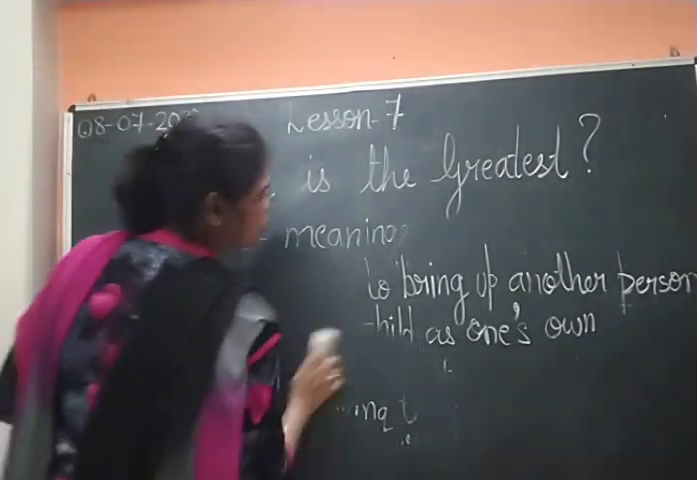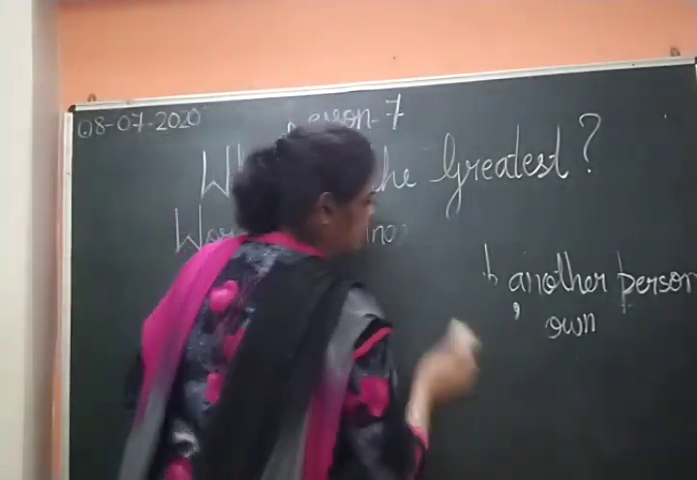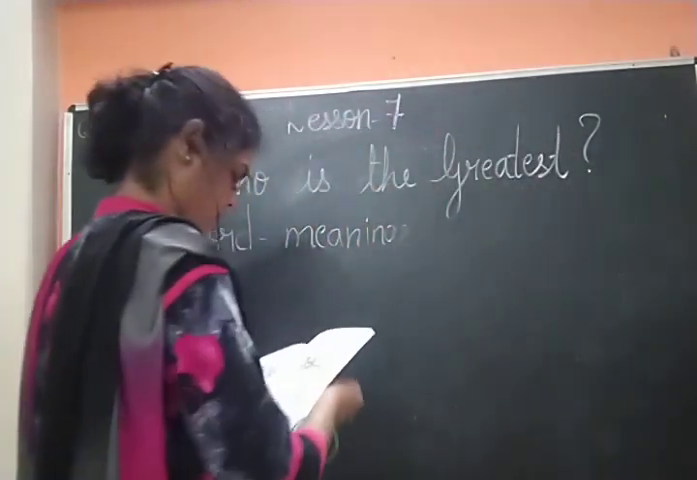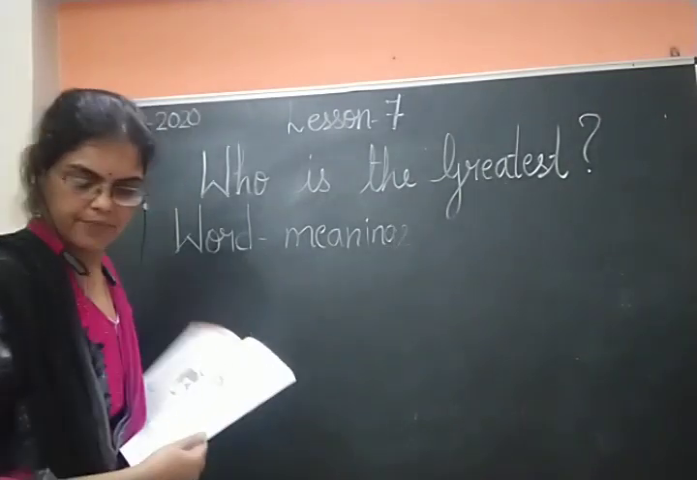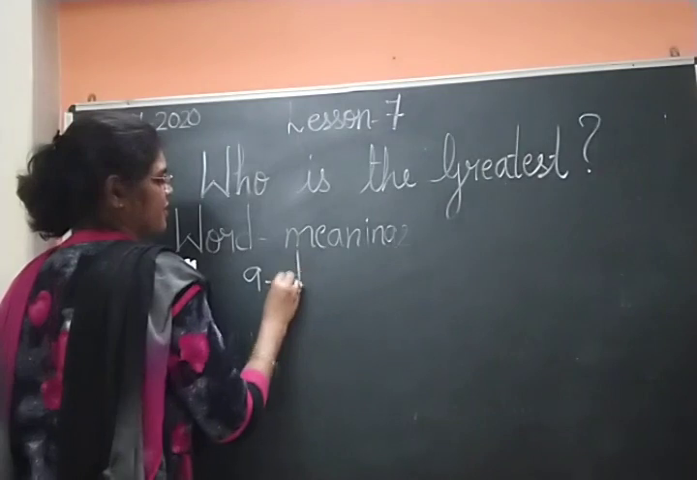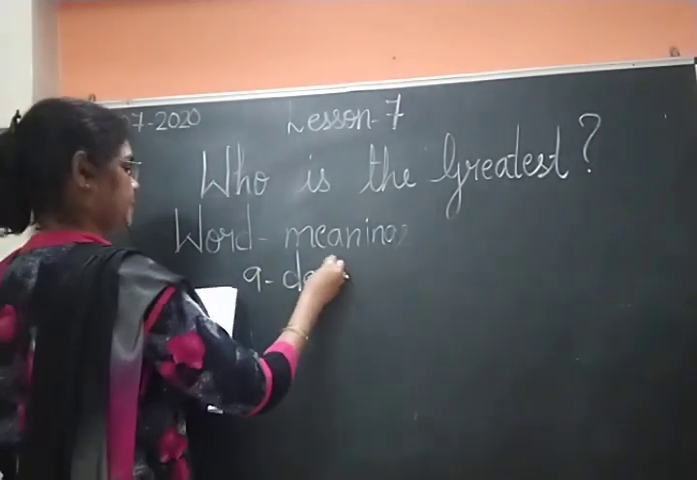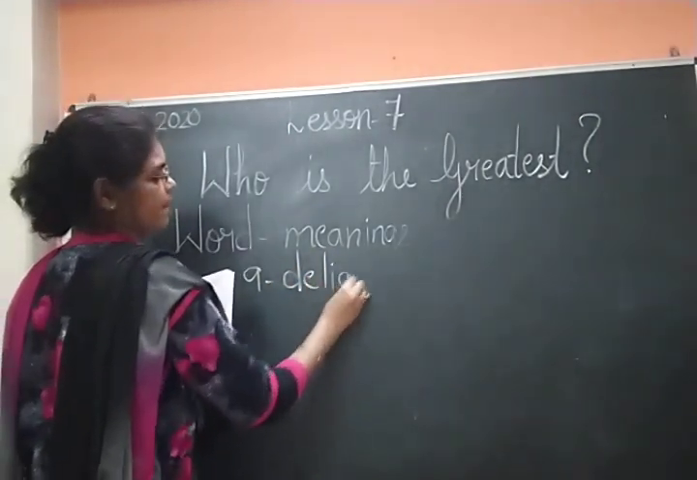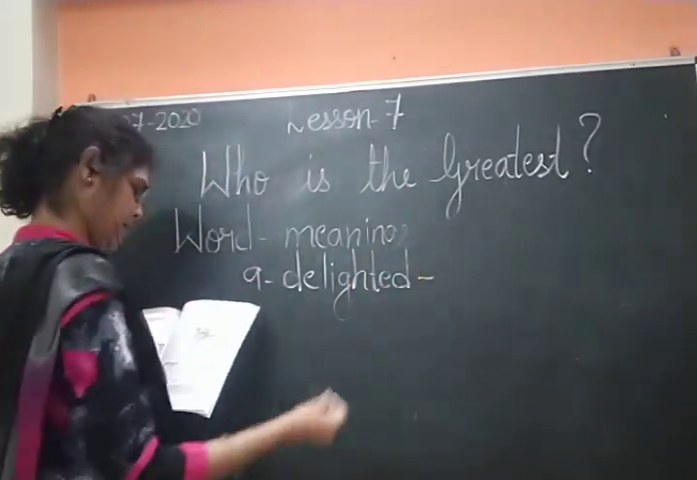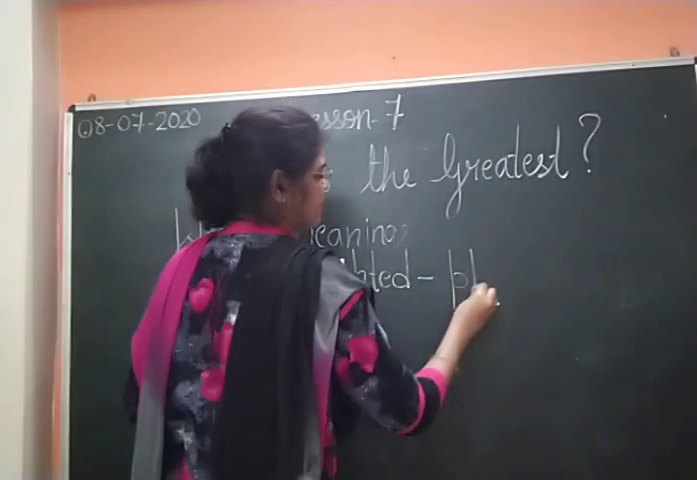Tossing means to throw off. And then students, the ninth word is delighted. Delighted means pleased. That means happy.